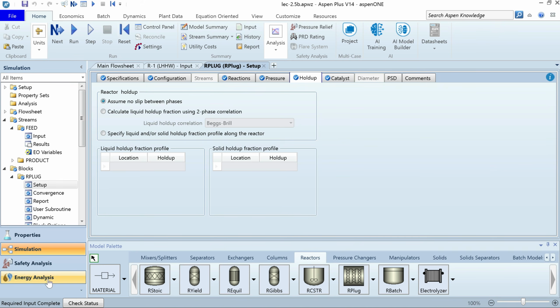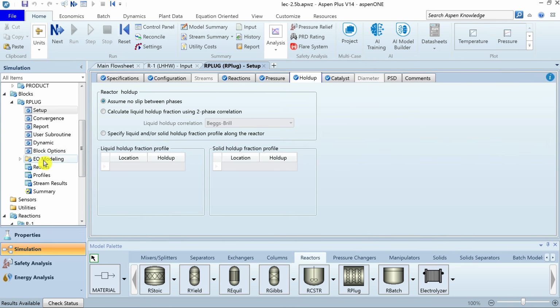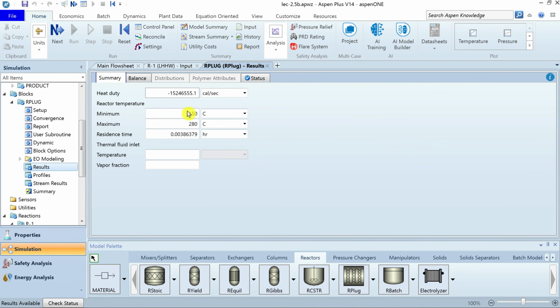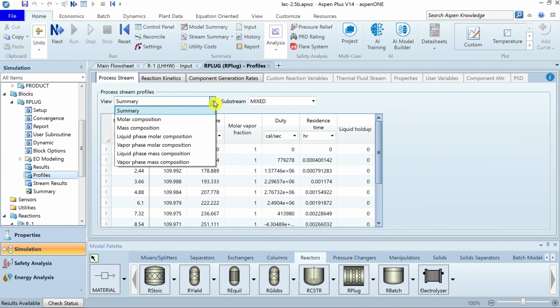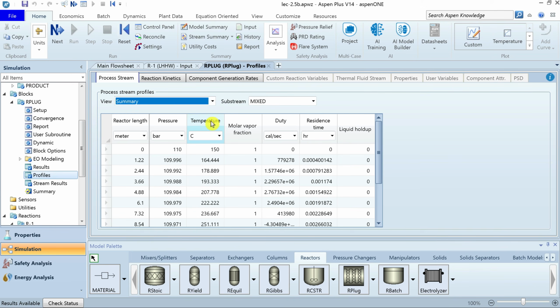All the specifications are complete, so we are ready to run the simulation. Let's run the simulation and the results are available. Let's proceed to the results section. Here you can notice the heat duty in megawatts, the residence time in seconds, it's 13.909 seconds. You can check the profiles of various parameters including compositions, temperature, pressure, heat duty, residence time.